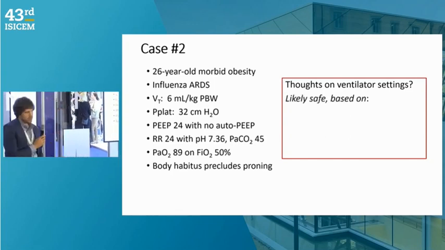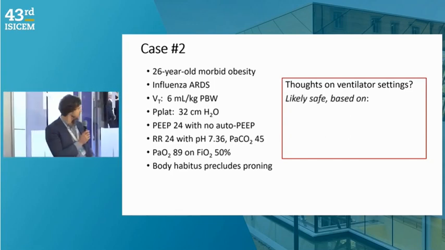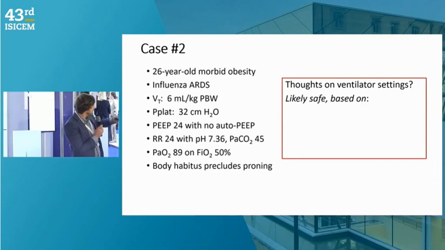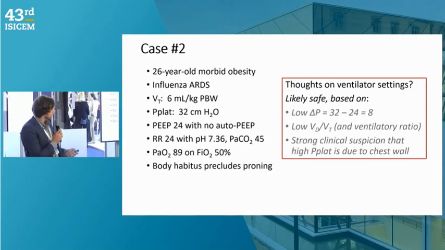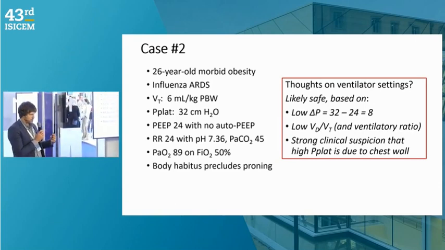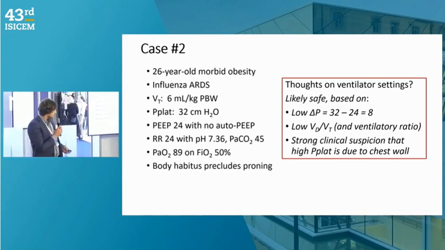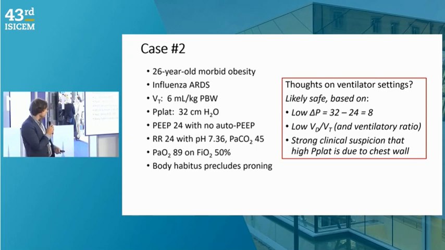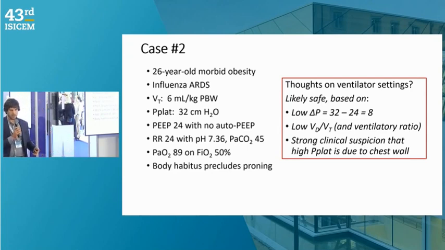So what do you think about these ventilator settings? Well, in the interest of time, I think that they're probably safe, even though our plateau pressure is comparable to the other patient. The difference in this case is that we have a low airway driving pressure, right? 32 minus 24 is 8 for our driving pressure. We also have evidence of pretty good gas exchange, right? Only a FiO2 of 50%, PCO2 that's pretty low without a very aggressive respiratory rate. So low dead space fraction, low ventilatory ratio. And clinically, as you see the patient and look at the film, and based on the mechanics, you have a very strong suspicion that the chest wall is a major contributor to what's going on here.